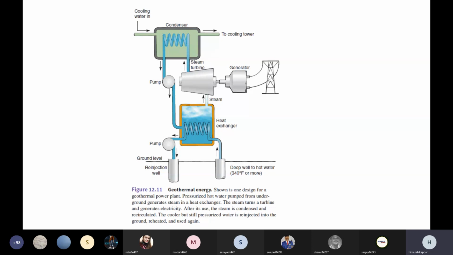Okay, yes, ma'am, just harnessing earth's energy to heat the water, and then generate electricity by rotation of the turbine.